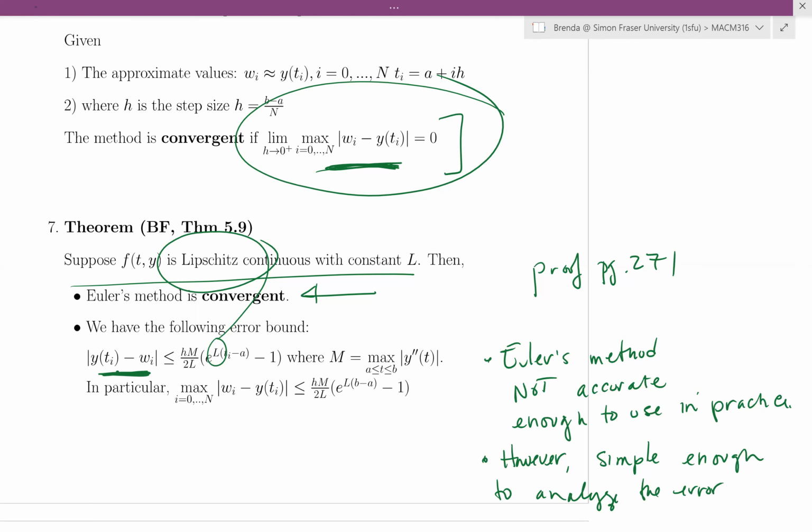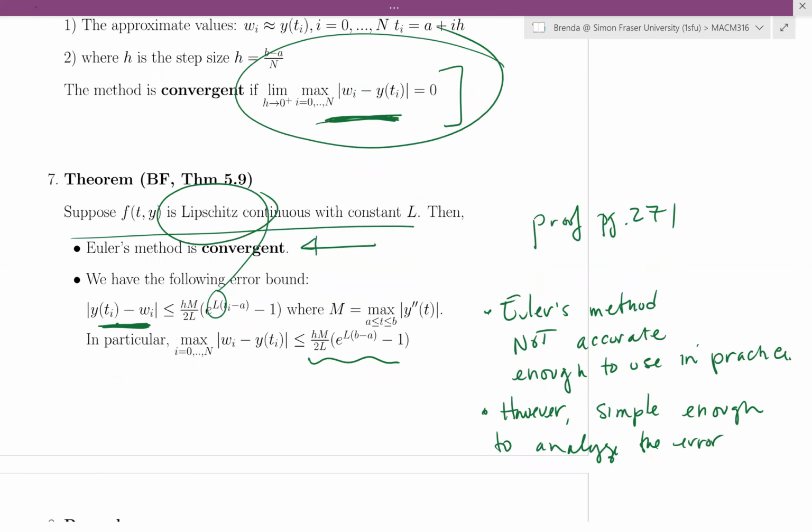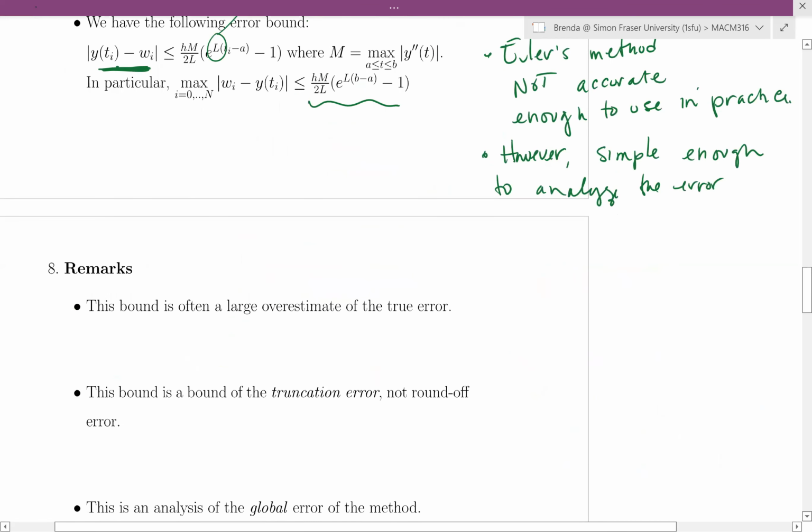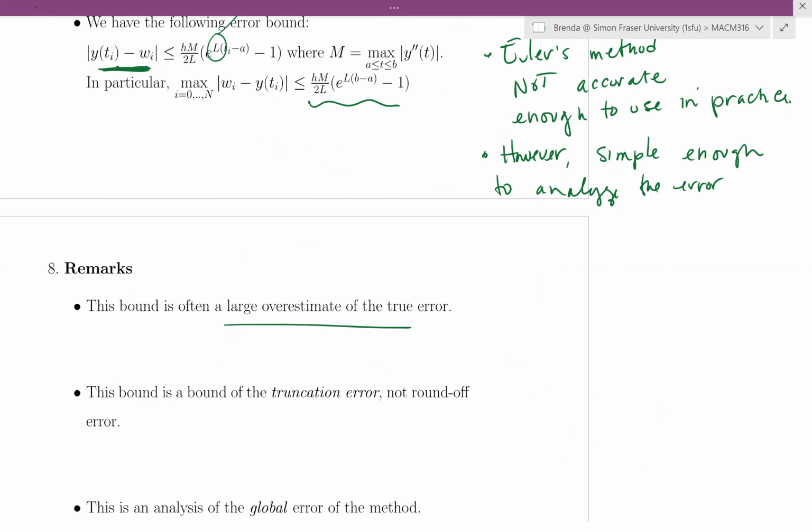When we make this error bound for the Euler method, it is often a large overestimate. So that's really the test. Getting a big overestimate is not that useful.